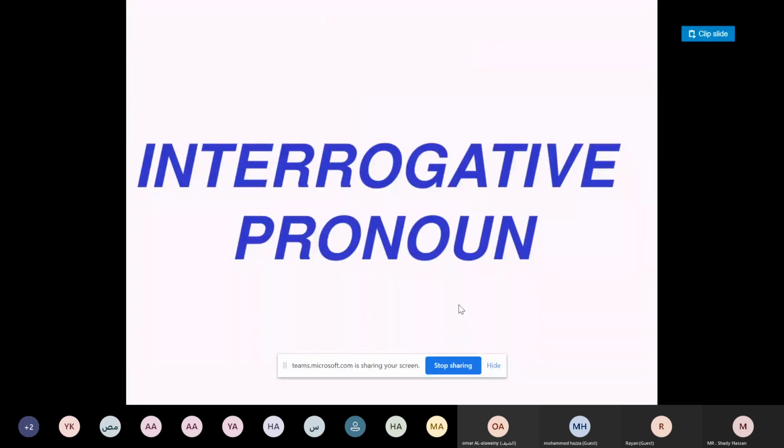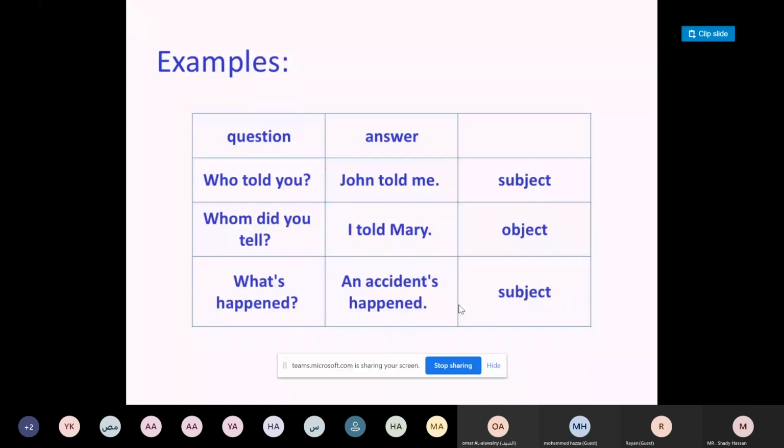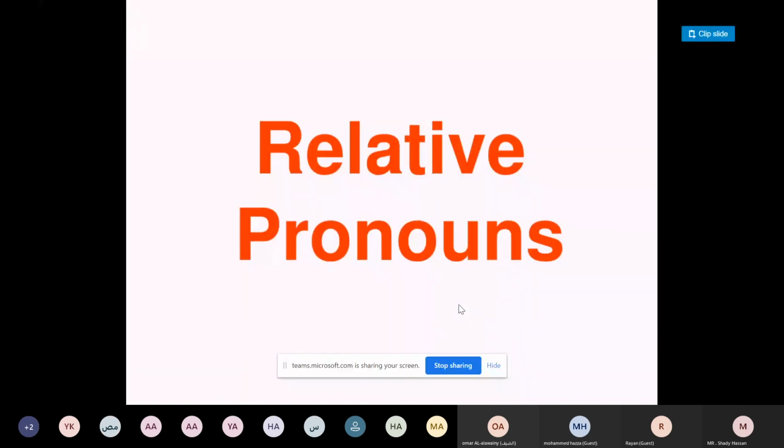The next category is the interrogative pronoun, like what, when, where, how, who, whose, whom, which, why. We use these words to make questions.